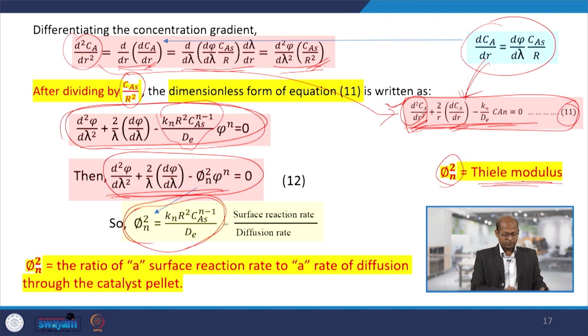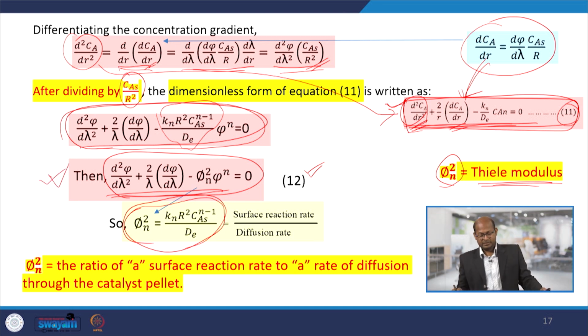Okay. So, here's equation 12, the second order differential equation that we have developed, which we are expressing in terms of dimensionless forms. So, now equation 12 is useful. What is the Thiele modulus?